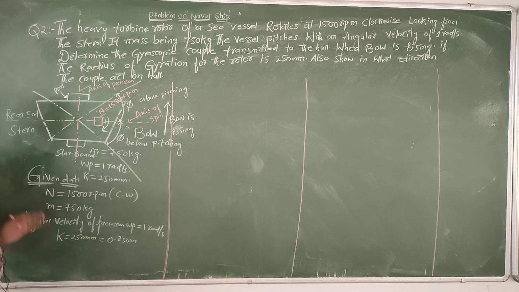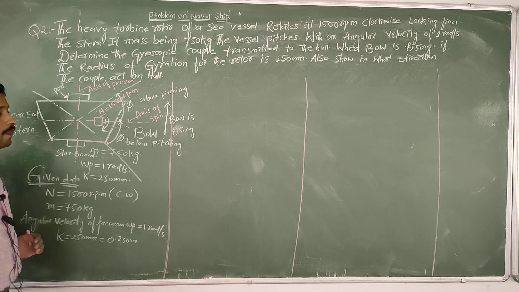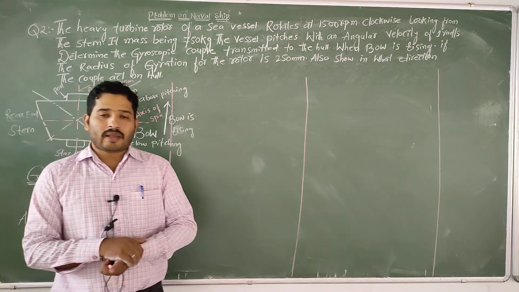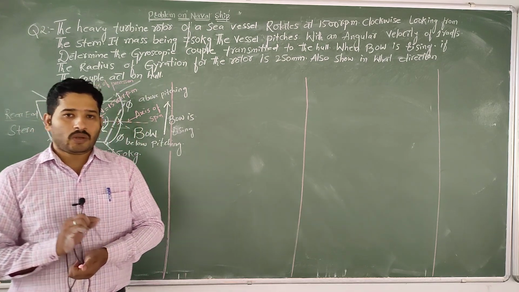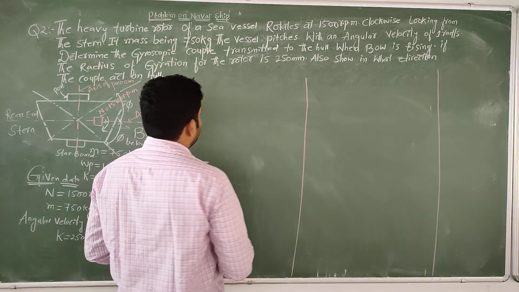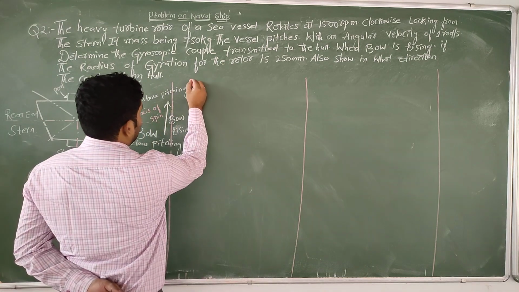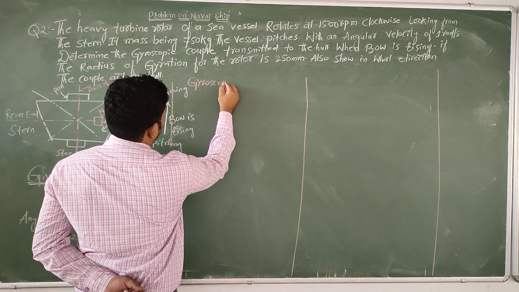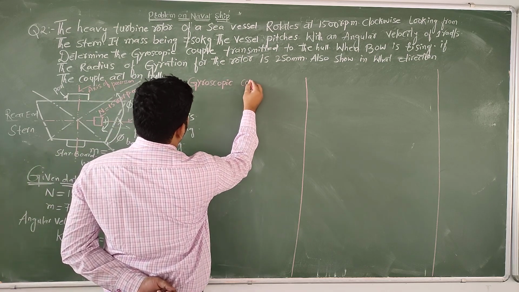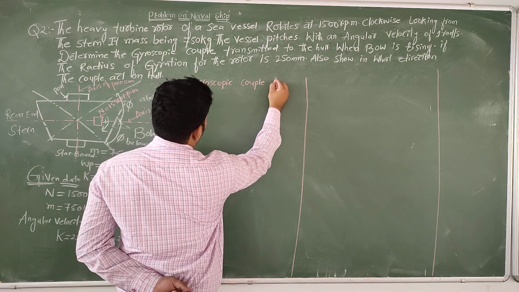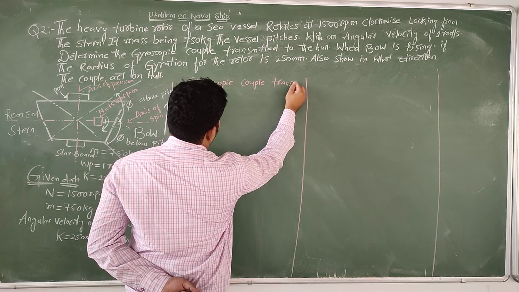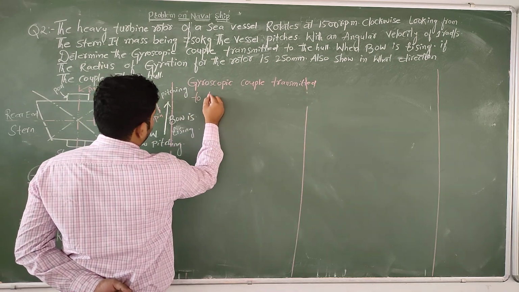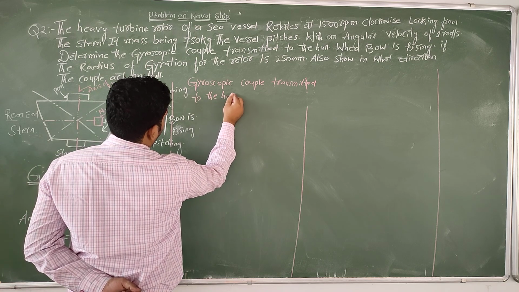0.250 meter, that is the value of K. Okay. After that, what we need to find out? We need to find out the gyroscopic couple transmitted to the hull.